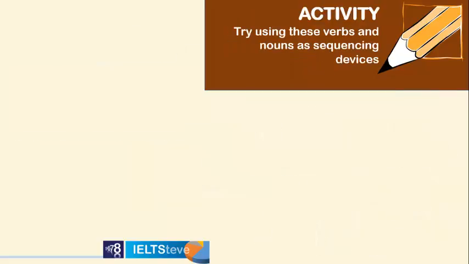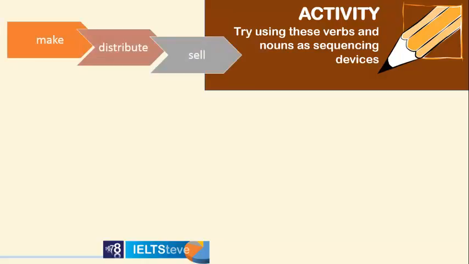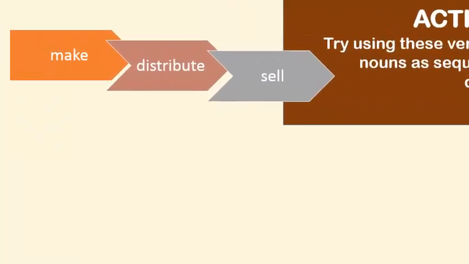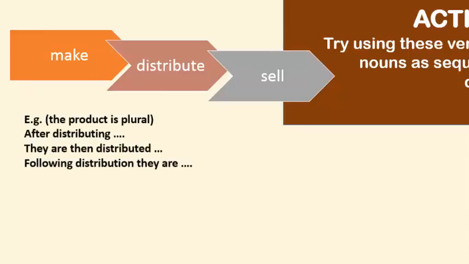So let's try this activity now where we want you to use the verbs and nouns that we're going to show you here, and you think of them as sequencing devices. So we've got make, distribute, and sell. How could you use, say, distribute as a sequencing device? So here's some examples. Let's imagine that the product that's being made in this process is plural. So we're going to say "after distributing", or "they are then distributed", or "following distribution, they are".